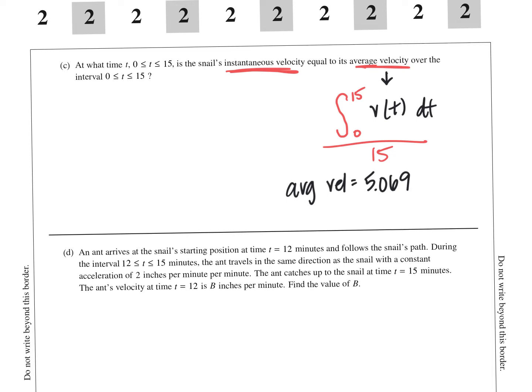And what did they give us? They said the snail's velocity is given. So I'm going to go see what his velocity, I got to get my velocity function. My velocity function was 1.4 natural log 1 plus x squared.